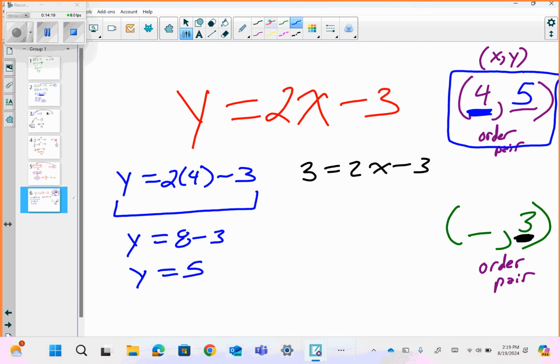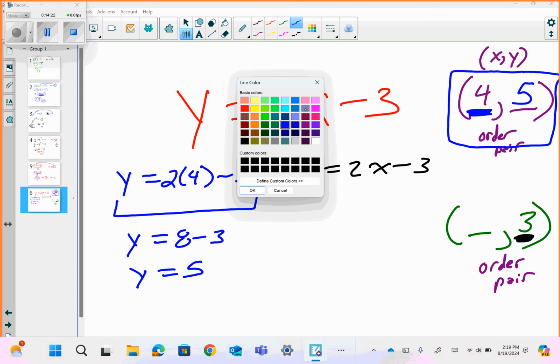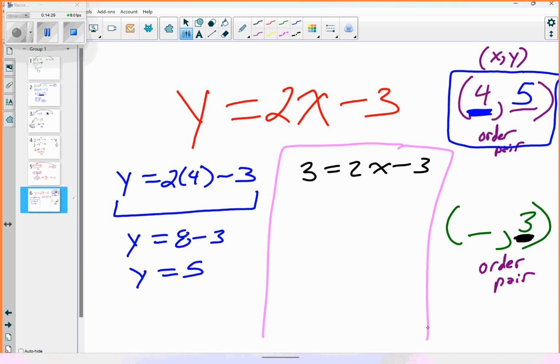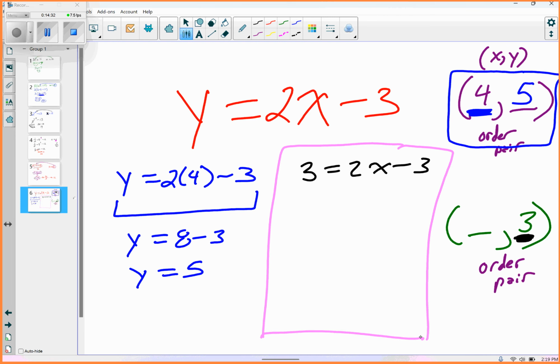So does anyone know how? Let's get a color that's dynamic, which I think is a good pink color. So this problem that I'm putting in this pink rectangle, how do you think I could solve that problem for X? What do you think? So yeah, how can I get that X by itself though? Add 3 to both sides. What do you think? Add three. So that cancels.